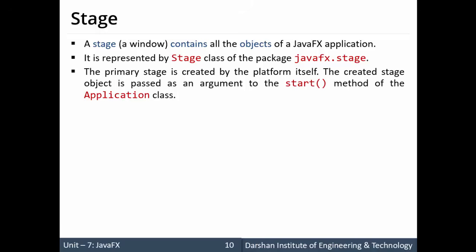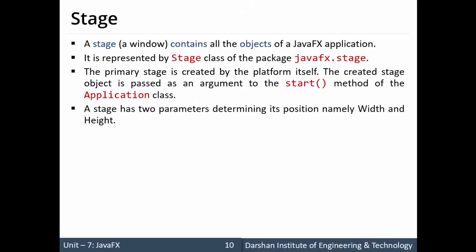That means if we create any JavaFX application, a primary stage is always created and it is passed as an argument to the start method of the Application class, because for creating a JavaFX application we would be extending one class, that is the Application class, which we'll see in a later part. So this start method is to be passed with an argument of the Stage class. That means we'll be passing a primary stage to this start method. And along with that, you can set two parameters, namely width and height of the stage. So these determine the size of our stage on the screen.